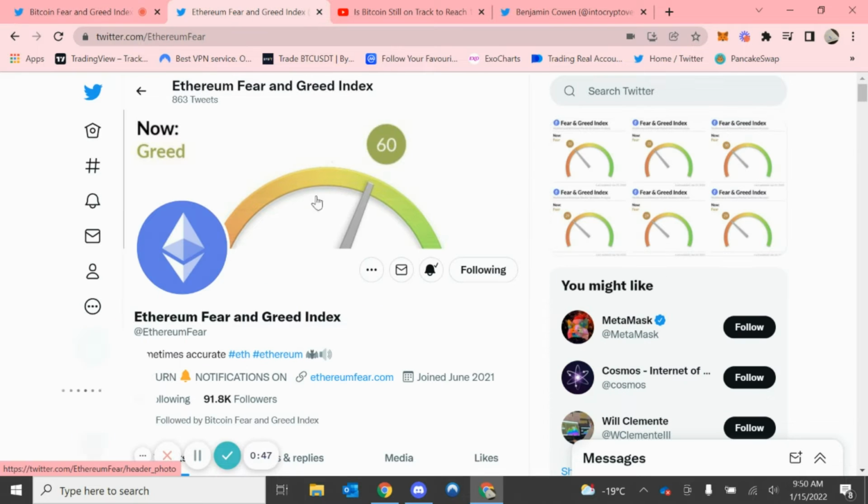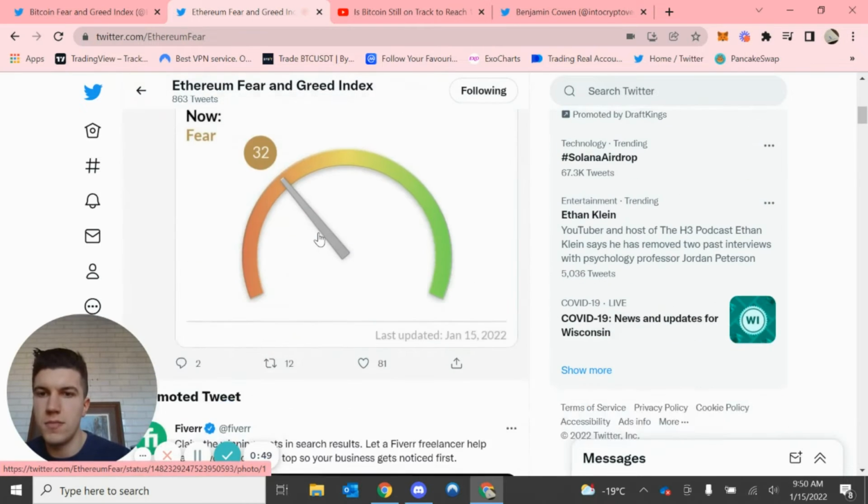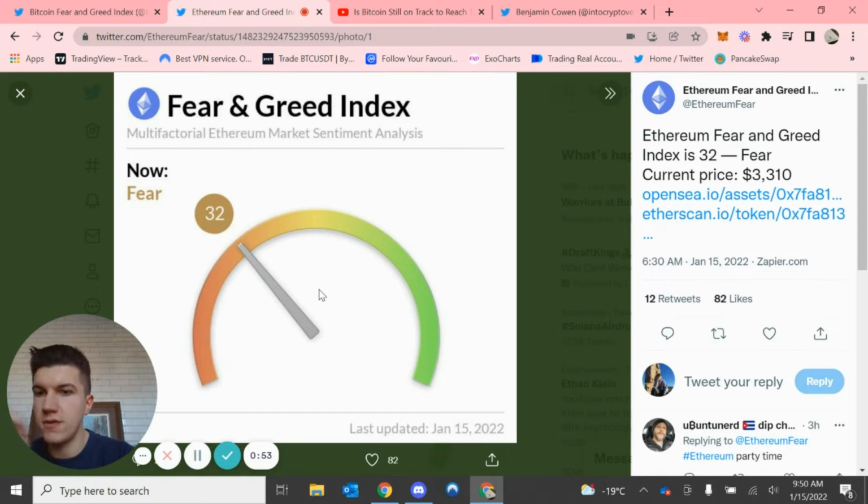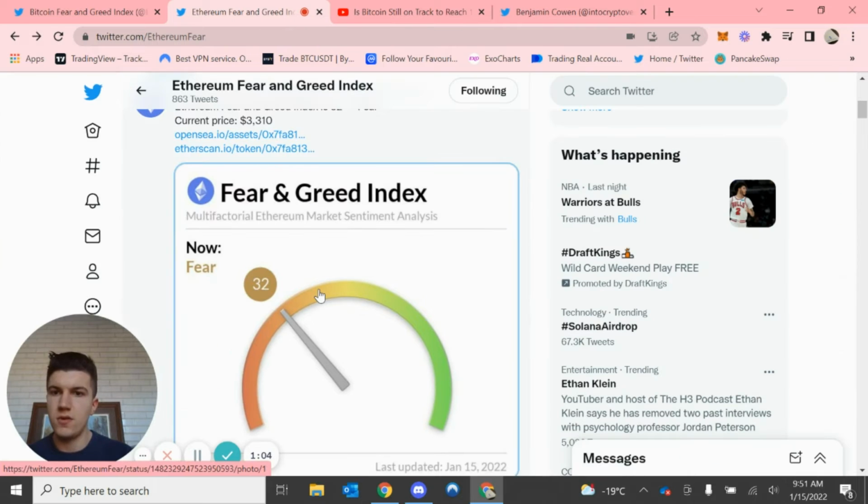They also have an Ethereum account. If I scroll down here, you can see it shows you a rating value of fear, based on a scale of 1 to 100, where 1 is extreme fear and 100 is extreme greed. And so right now you can see the market is overall kind of bearish.